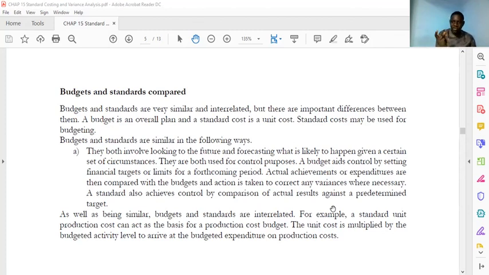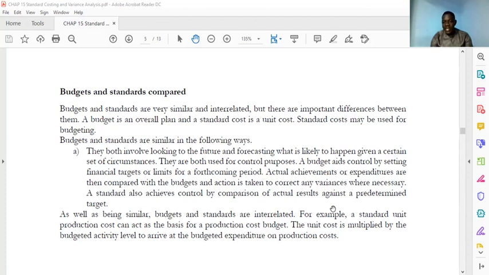Once we know the standard cost of a unit, you can use it to budget for the number of products or the quantity of goods that we want to produce, or the overall budget for the company. Budgets and standards are similar in the following ways. They both involve looking to the future and forecasting what is likely to happen given a certain set of circumstances. They are both used for control purposes.